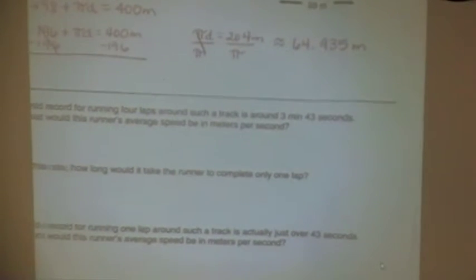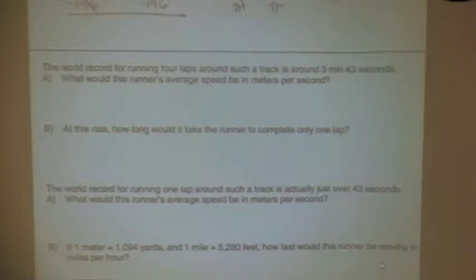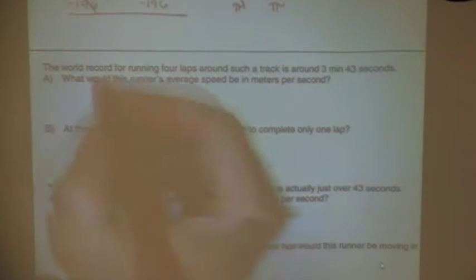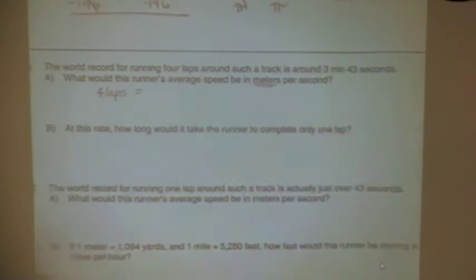The world record for running 4 laps around such a track is around 3 minutes and 43 seconds. What would the runner's average speed be in meters per second? That's easy enough. We have to do it in meters per second. So 4 laps would be how many meters? 1,600 meters.